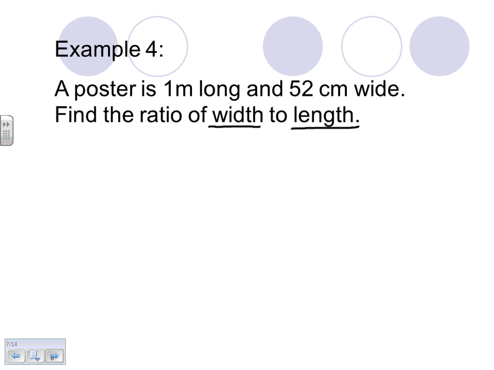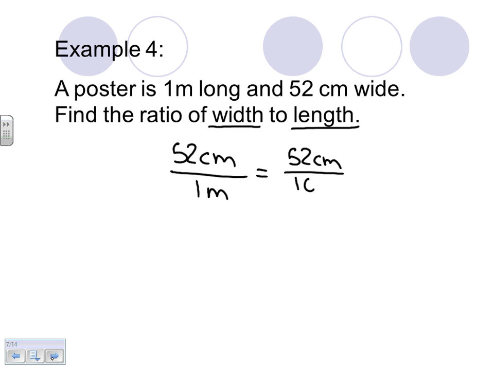It doesn't matter which one comes first here, which one's bigger or smaller. It matters what they tell you to do. So 52 centimeters on top, 1 meter on the bottom. Well, what's my problem right now? Which one do you want to change? Okay. 1 meter is how many centimeters? So 52 centimeters over 100 centimeters. Can I reduce that? Yep. 13 over 25 would be the simplest it gets.